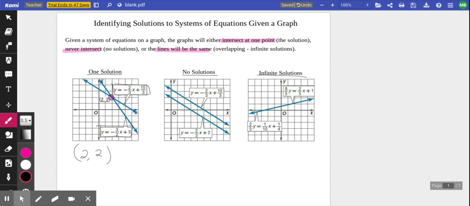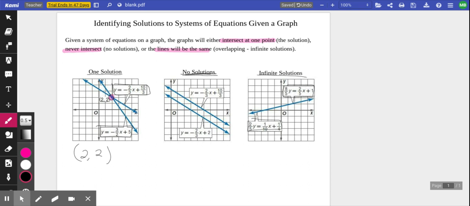Next, we have no solutions. Looking at our graph, you'll see that we have a set of parallel lines. The fun thing about parallel lines is that they will never cross. Well, if the solution is where they are crossing, and parallel lines never cross, then that means that these will have no solution.